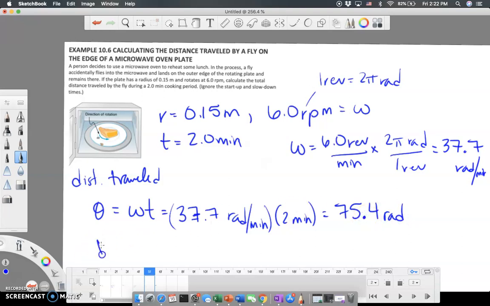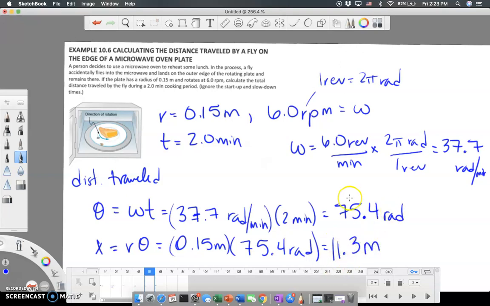And then our distance traveled x is going to be r times theta, which is going to be 0.15 meters times 75.4 radians. That tells us that it's going to be 11.3 meters that this fly travels. Okay, this is kind of a silly example, but it works.